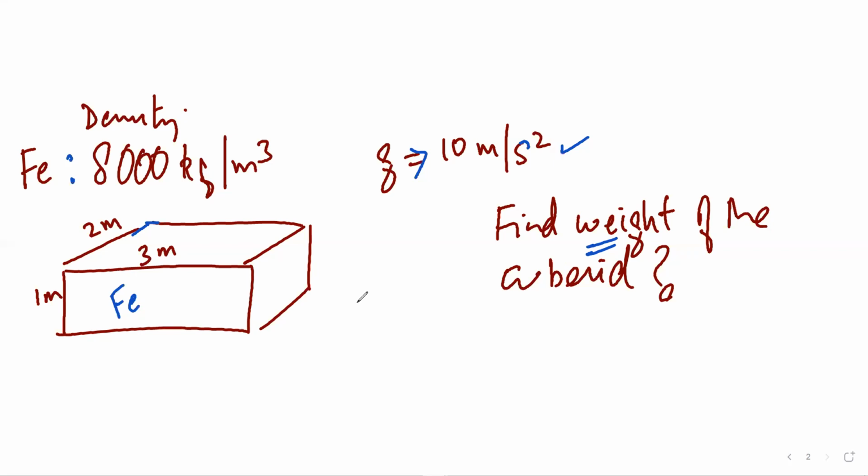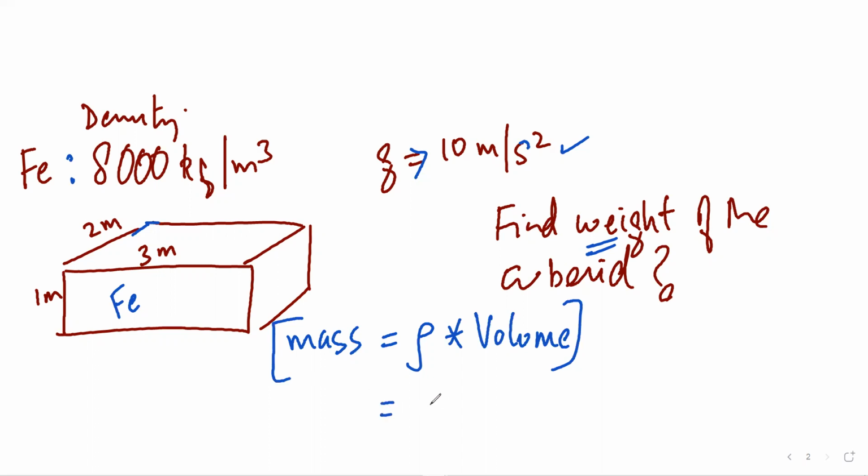Mr. Aryaman, what do you suggest? So first, we would find the mass. Mass equals density into volume. And our volume will be 1 into 3 into 2 meter cube, so that'll be 6 meter cube. So 8,000 into 6 meter cube.